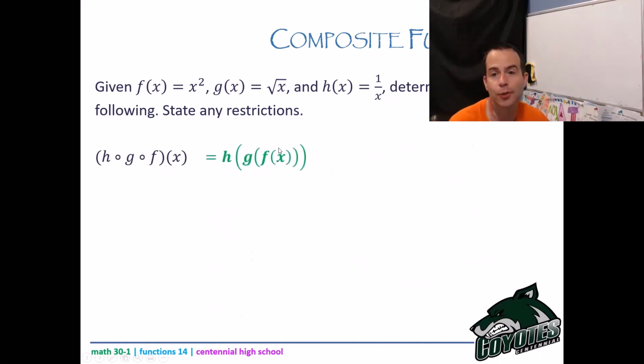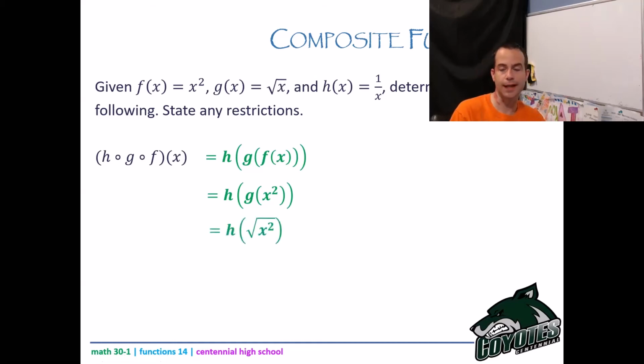So that means I'm starting with f of x this time. I know that f of x is x squared, so now it's going to be h of g of x squared. No restrictions yet. Now I'm looking at g of x squared, which means I replace my x with x squared there, so that'll be the root of x squared. Well, the root of x squared is just x, so actually there's still no restrictions here.